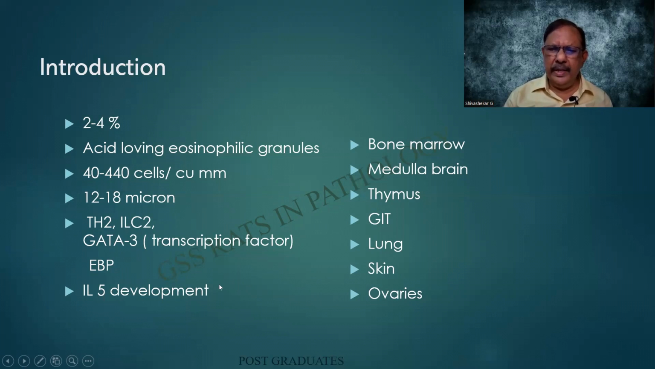This is on one side. On the other side, I am finding a list of tissues where it can probably be present. The bone marrow, surprisingly, the medulla of the brain, thymus, any lymphoid organ for that matter, GIT, lung, skin, ovaries, and whatnot. Which means there might be a lesion anywhere which we should not miss in our list.